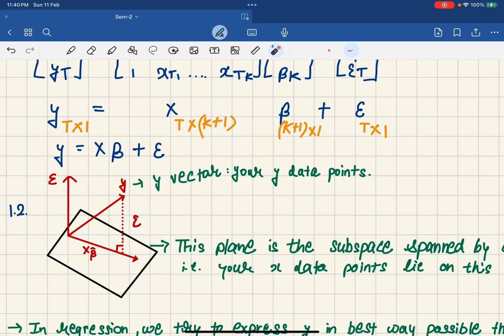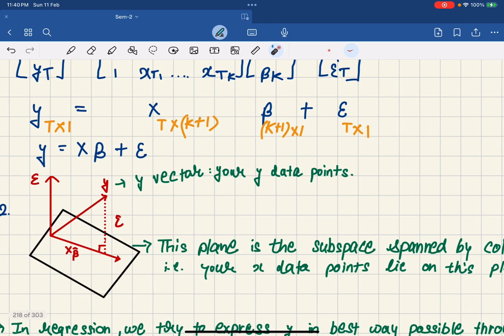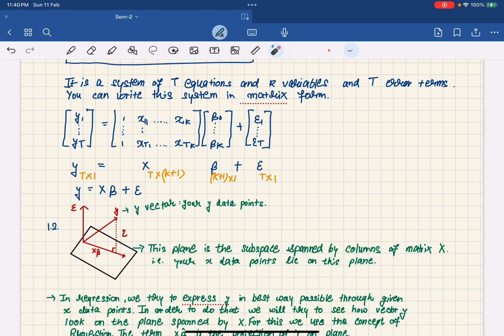And we represent this X matrix as a plane. This plane is the subspace spanned by the columns of matrix X.